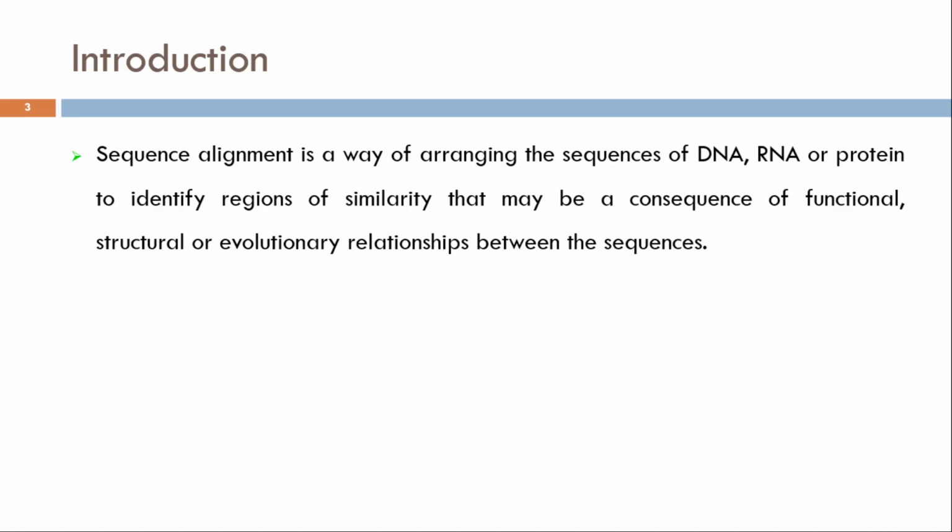If you talk about sequence alignment, it is a way of arranging the sequences of DNA, RNA or protein so that you can identify the regions of similarity shared by these biological sequences, and those similarities may be the consequences of functional, structural or evolutionary relationships which all these biological sequences are sharing.